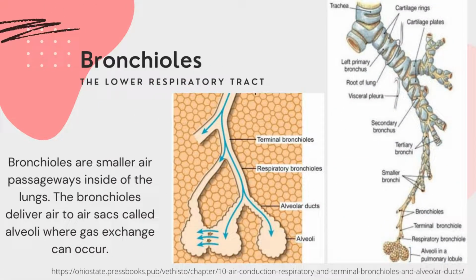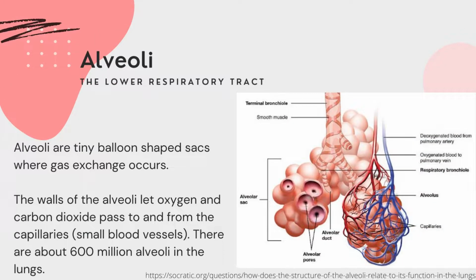Bronchioles are smaller air passageways inside of the lungs. The bronchioles deliver air to air sacs called alveoli, where gas exchange can occur. Alveoli are tiny balloon-shaped sacs where gas exchange occurs. They are arranged in clusters throughout the lungs. The walls of the alveoli let oxygen and carbon dioxide pass to and from the capillaries, which are small blood vessels. There are about 600 million alveoli in the lungs.